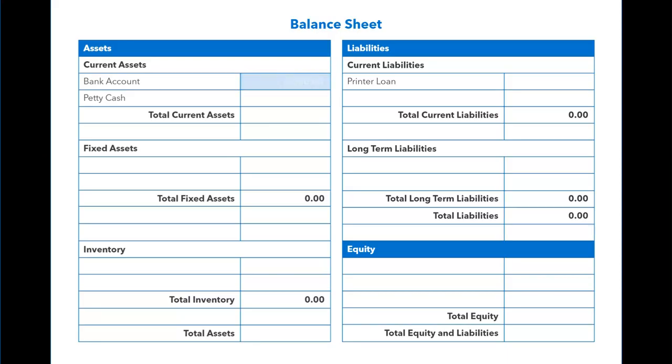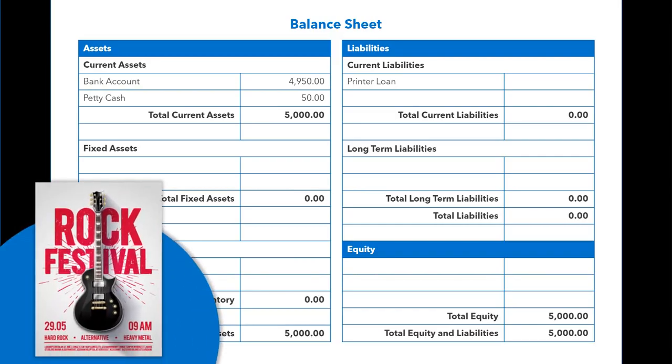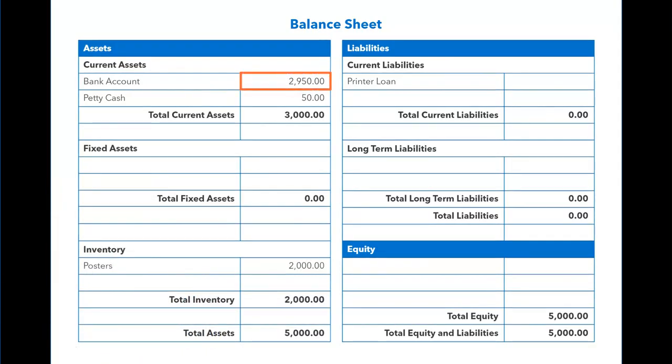On the balance sheet, the amount in the bank account is listed as $4,950, and the amount in petty cash is listed as $50, which makes the current assets and equity $5,000. Day 2. On the next day, you buy $2,000 worth of posters to sell. You now have $2,950 left in your bank account and $2,000 in inventory.